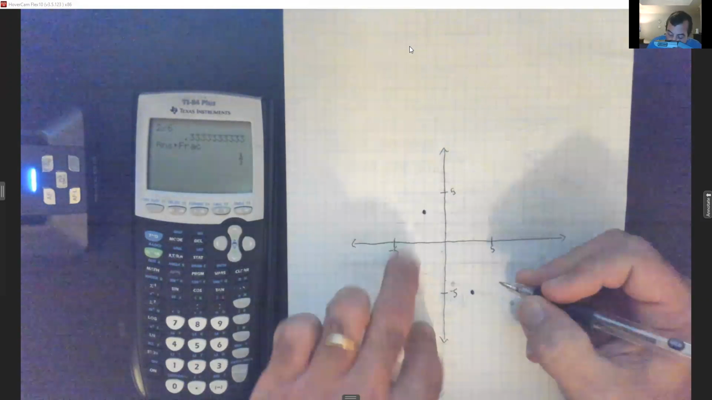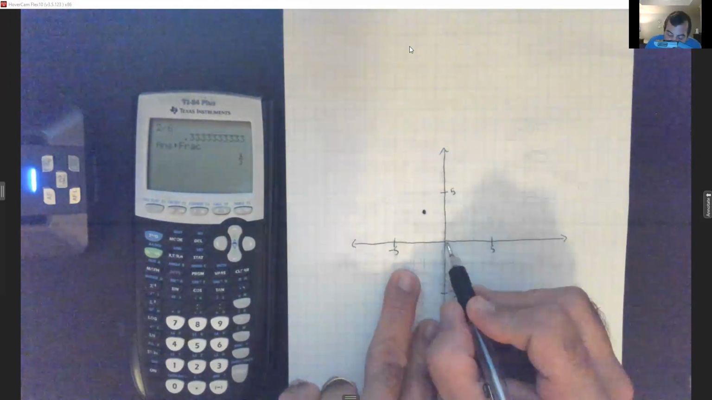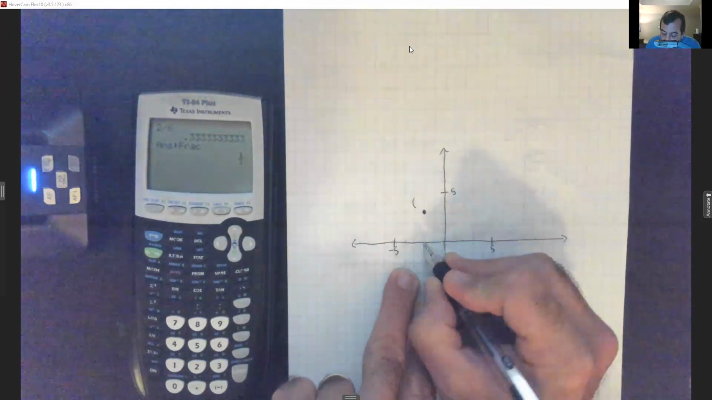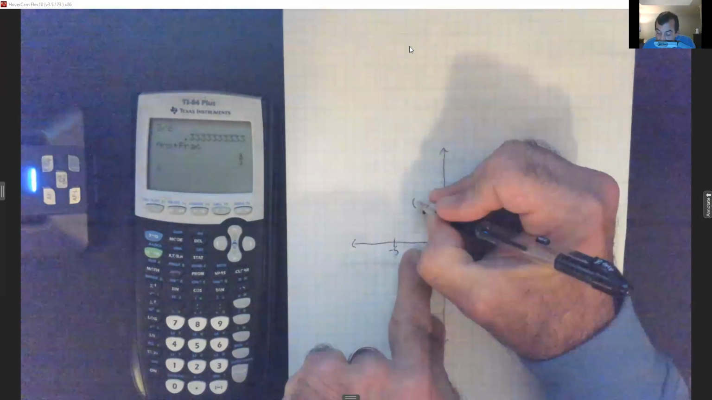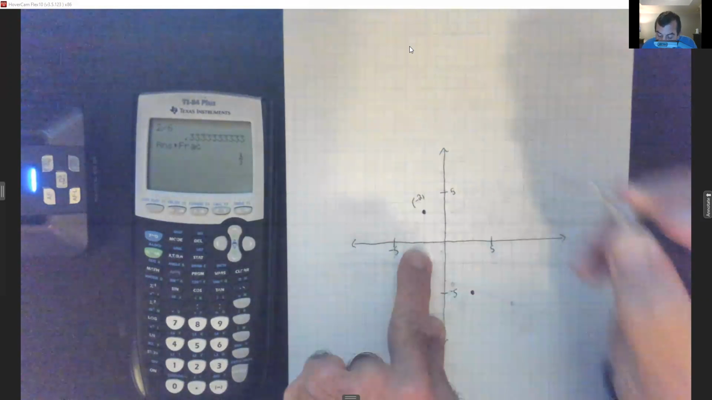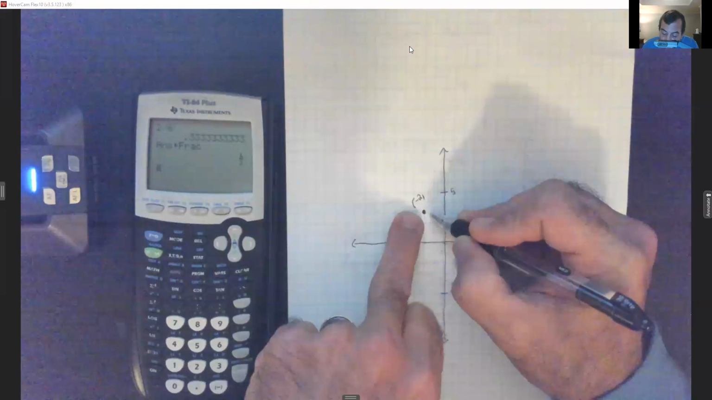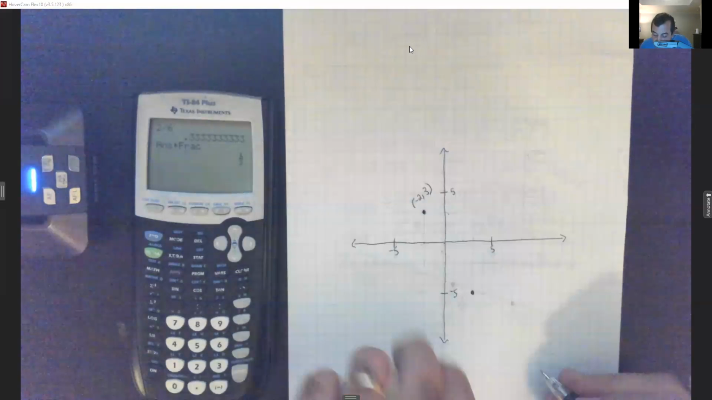So let's see what these points are. For this point, first is the x, and my x is left 2. So I'm over here at -2. So my x value is a -2. My y value is up 1, 2, 3. So notice it's equal to 3 on the y-axis.